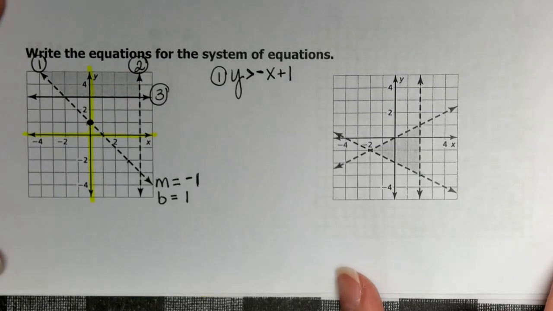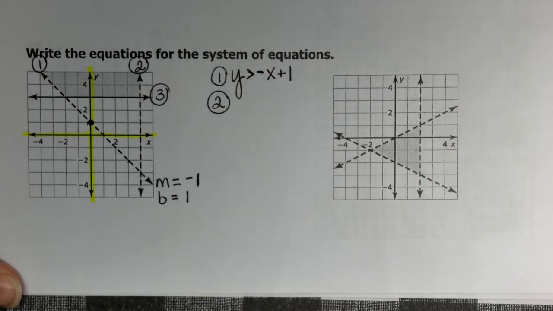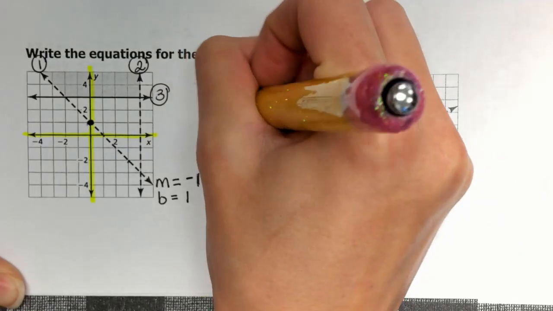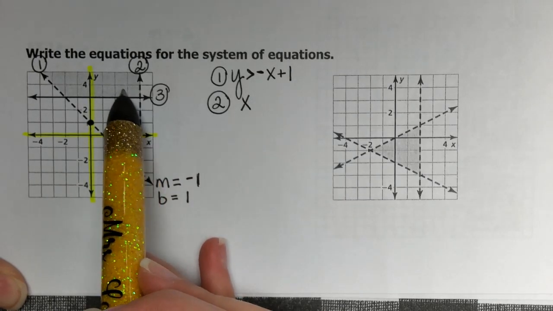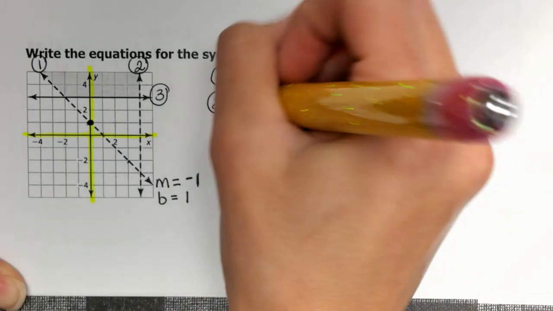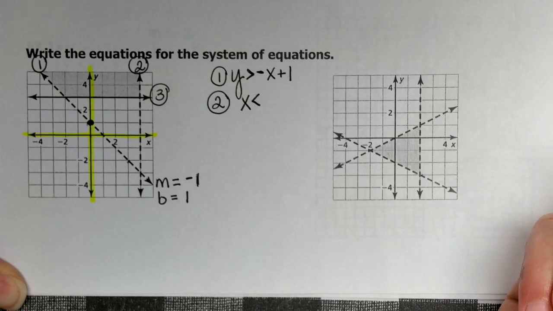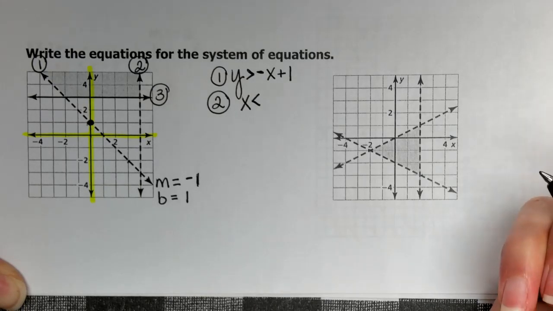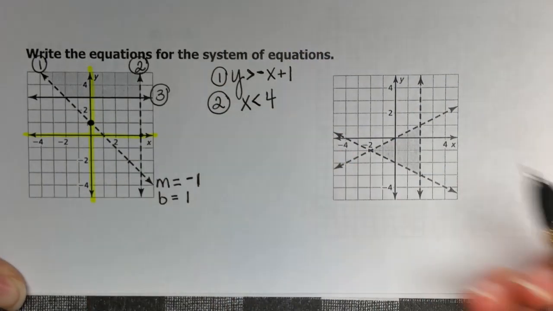Now for the second one, it's a vertical line. So what do I know that's going to be? It's going to be x. Now, is the shaded region to the left or to the right of that vertical line? Left. So left is less. Dashed, so it's not equal to. What number am I putting? 4. It crosses the x-axis at 4.